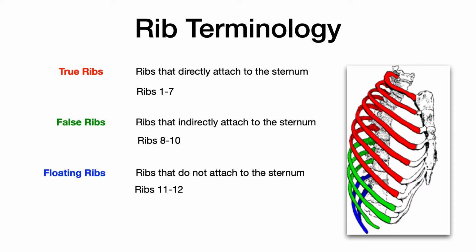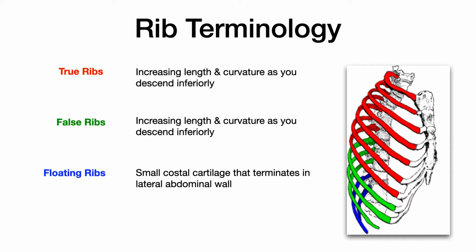The clinical significance of true, false, and floating ribs is shown on this slide. For both true ribs and false ribs, as you descend inferiorly, so going from rib 1 down to 2, down to 3, etc., as you go down, you increase the length of the rib and the curvature of the rib. For floating ribs, there are small costal cartilages that terminate in the lateral abdominal wall. So although the cartilage doesn't attach to the sternum because it's a floating rib, you should know that there is small costal cartilage that terminates in the abdominal wall.